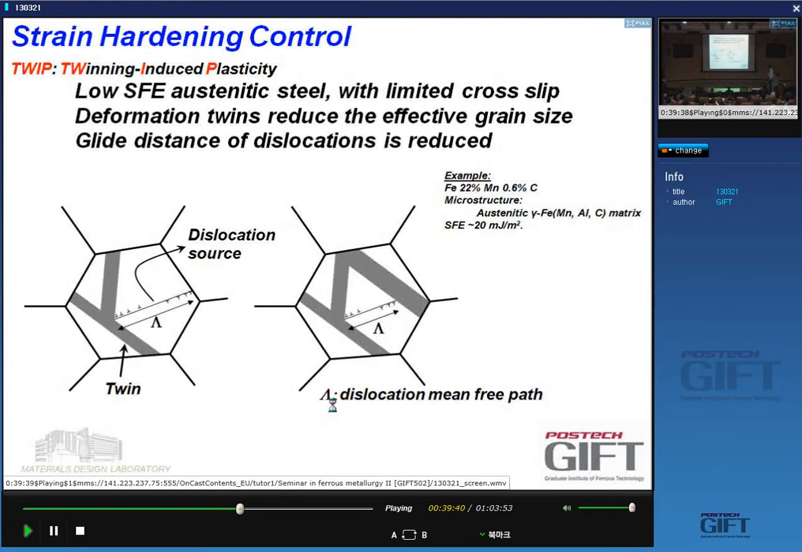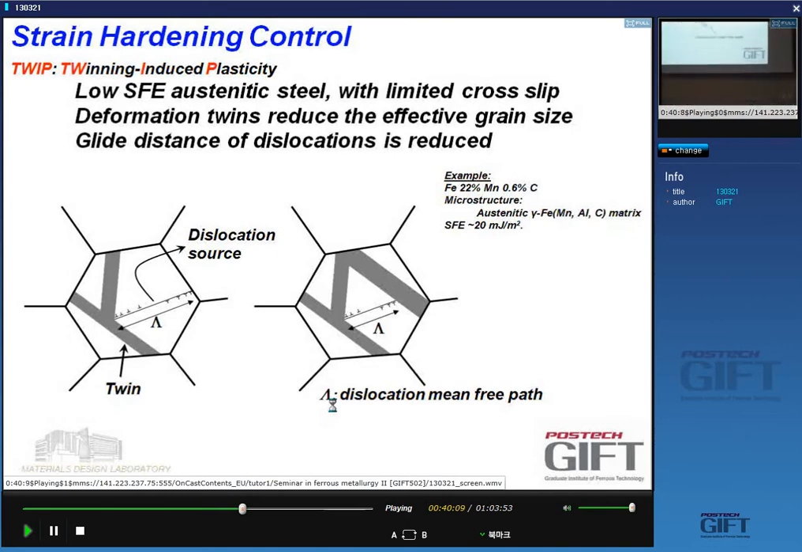So dislocations pile up against each other, yes, and in order to continue having them move, or continue creating new dislocations, you have to increase the stress, yes? And so that's one thing that happens, and you form these deformation-induced twins. So as you deform, you get more deformation twins, and you basically reduce the effective grain size in a dynamical way.